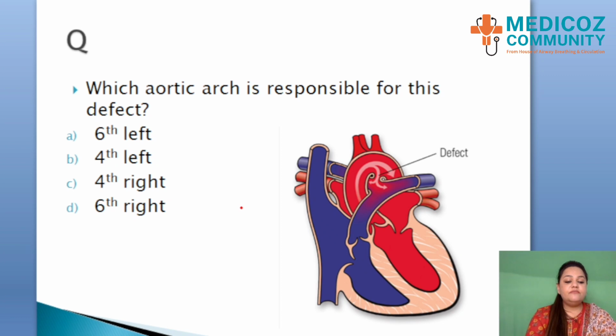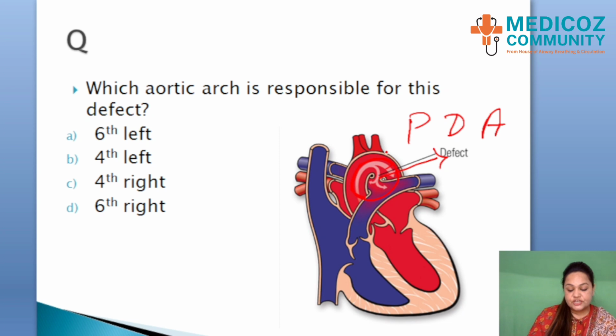Yeah, now we have the next question. This is the question from the aortic arteries, basically the pharyngeal arches. So this is a very important topic. So the question is, which aortic arch is responsible for this defect, which is shown in the image here. So here we have the defect, which is marked here. So this is the patent ductus arteriosus. So this patent ductus arteriosus is due to involvement of which arch artery here.